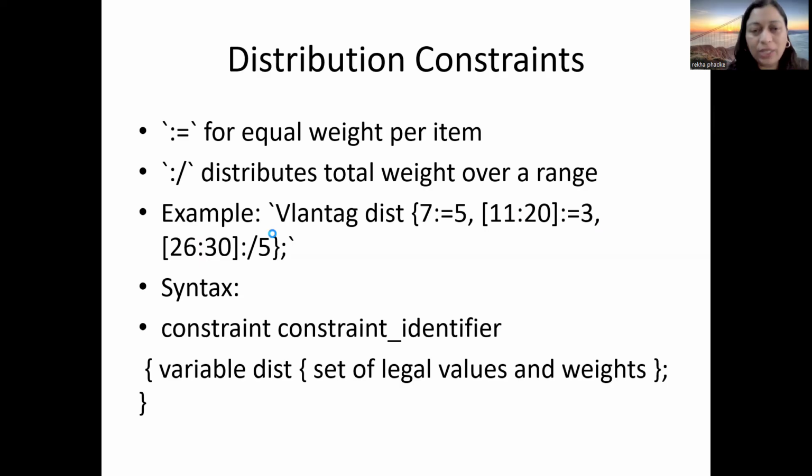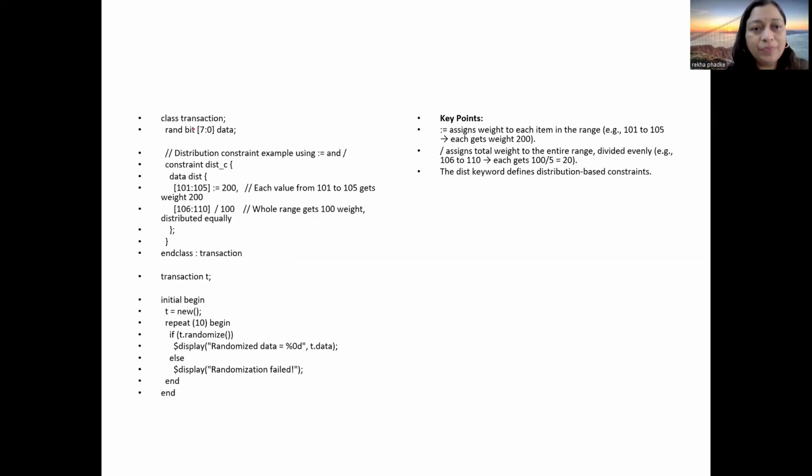Let's see what this actually is with an example. So I have here class transaction, and data is a variable, which is rand data, an 8-bit. Now, what am I doing? I'm applying a distribution constraint on it. So how do I do that? Constraint, name of the constraint, which is dist underscore c, curly bracket, and then what I want to put a distribution constraint on, which is data. Then the syntax is dist, curly bracket, and I'm saying whenever data has a value between 101 to 105, give a weight of 200. That's what I'm saying. Each value from 101 to 105 gets weight 200.